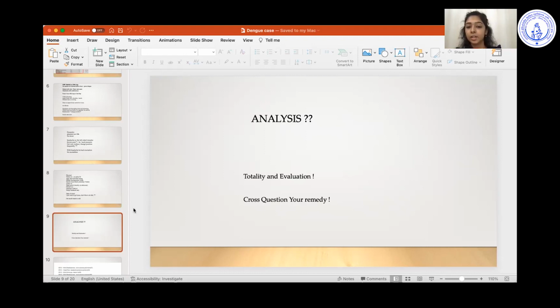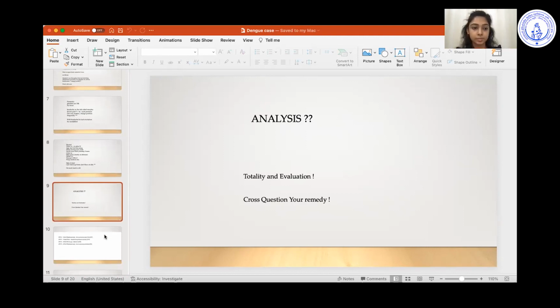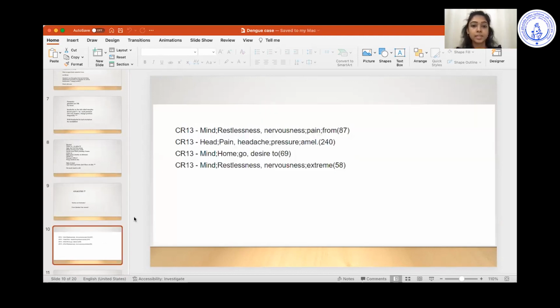But how do we do that? When we reach a certain set of remedies, we need to cross question our own remedy: why this remedy can be given or why it can be ruled out. In these cases we need to be very precise, because this is an acute dengue case, and the platelets were just 20,000. So we took the main symptoms: restlessness was extreme from the pain, headache was better by pressure, and he had this disposition at that point of time that he needs to go home.